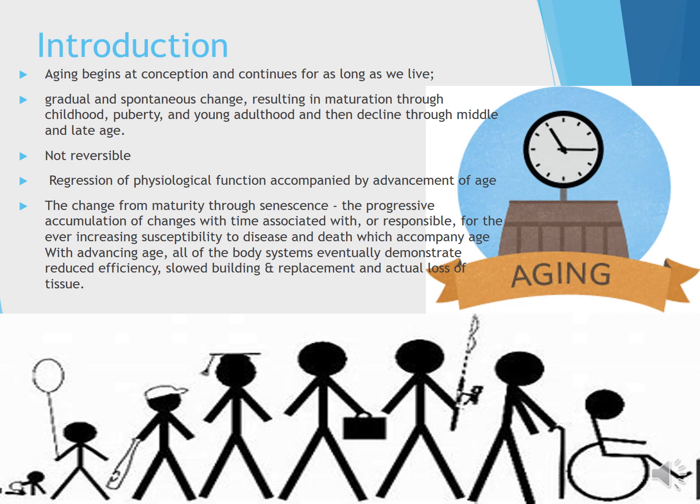The change from maturity through senescence, which we sometimes relate to the negative impact of the aging process, is the progressive accumulation of changes with time associated with or responsible for the ever-increasing susceptibility to disease and death which accompany age. With advancing age, all of the body systems eventually demonstrate reduced efficiency, slow building and replacement, and actual loss of tissue.